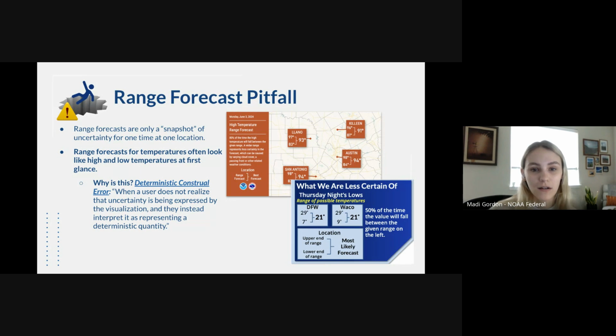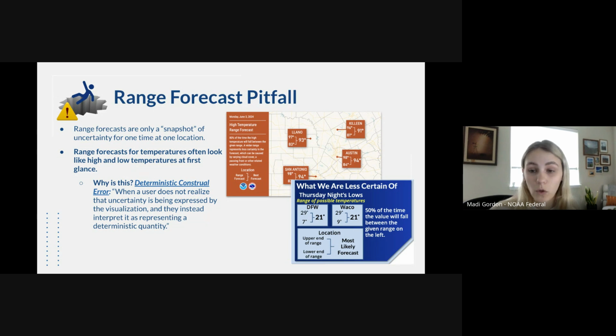But what's going on here is they're interpreting it that way because they do not even realize that uncertainty is being expressed by the visualization. So they're automatically going to interpret it as a deterministic quantity. This is deterministic construal error.